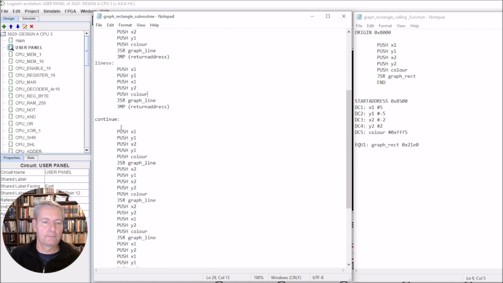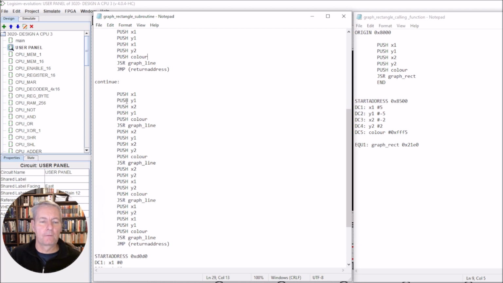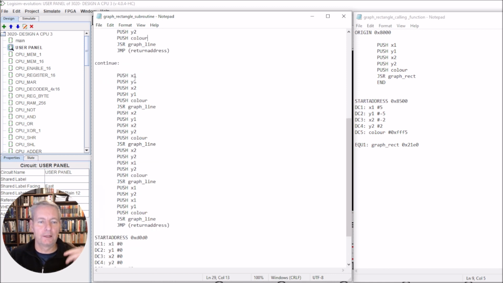So it jumps down here, and at this point we know that it hasn't degenerated into a line and it hasn't degenerated into a point. So we must have a rectangle. So what we can do is push the values in order into our Bresenham's algorithm. So we can push x1, y1, x2, y1, and then that goes into our subroutine for our Bresenham's algorithm.